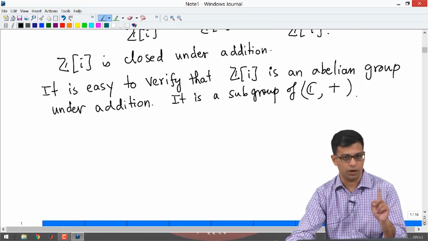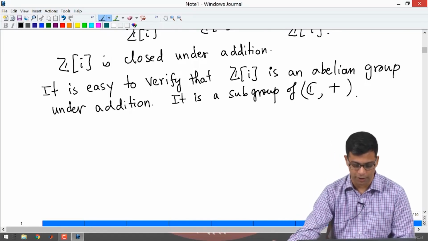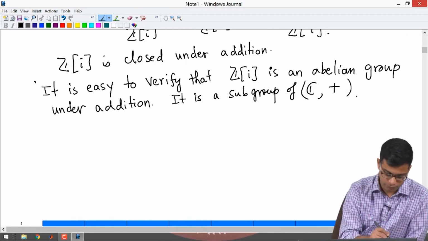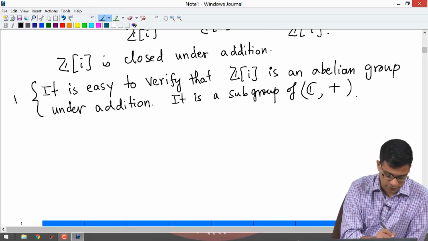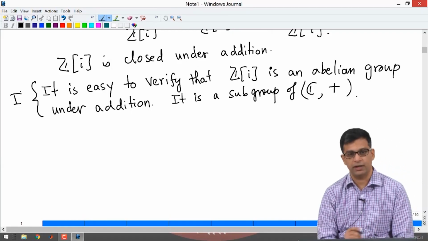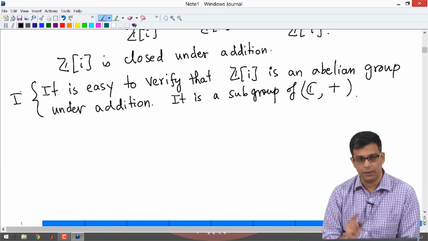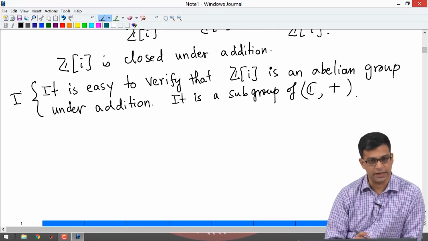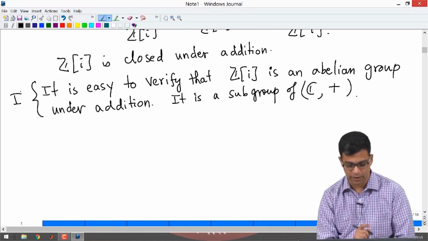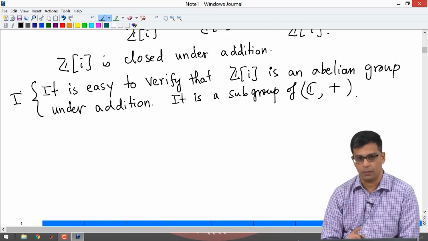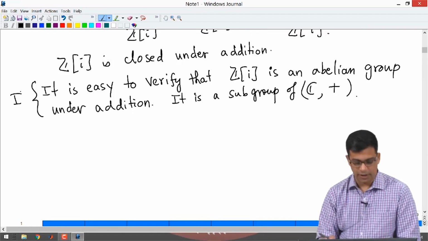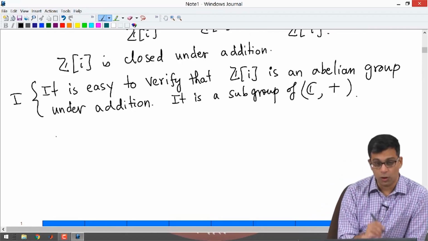So, that is, remember, one of the properties we are looking for in a ring. So, it is a group, that is old news. So, this is the first property. We also need another thing for a ring. We need multiplication on the set that we want to consider as a ring. So, there is multiplication on complex numbers. We need to still verify that Zi is closed under multiplication.